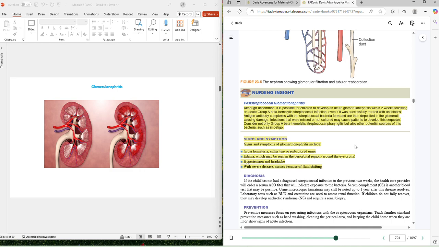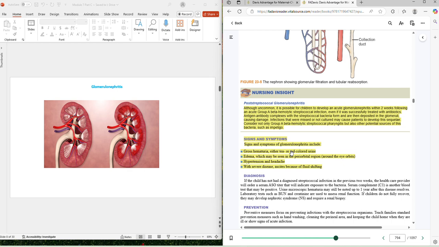Post-streptococcal, so we know that's what? Previous strep. Previous strep throat can cause microscopic hematuria. I have that written in my book. I'll say it again. Previous strep throat can cause microscopic hematuria. Some signs and symptoms of post-streptococcal or just glomerulonephritis in general include hematuria. This is tea or red colored urine, okay?